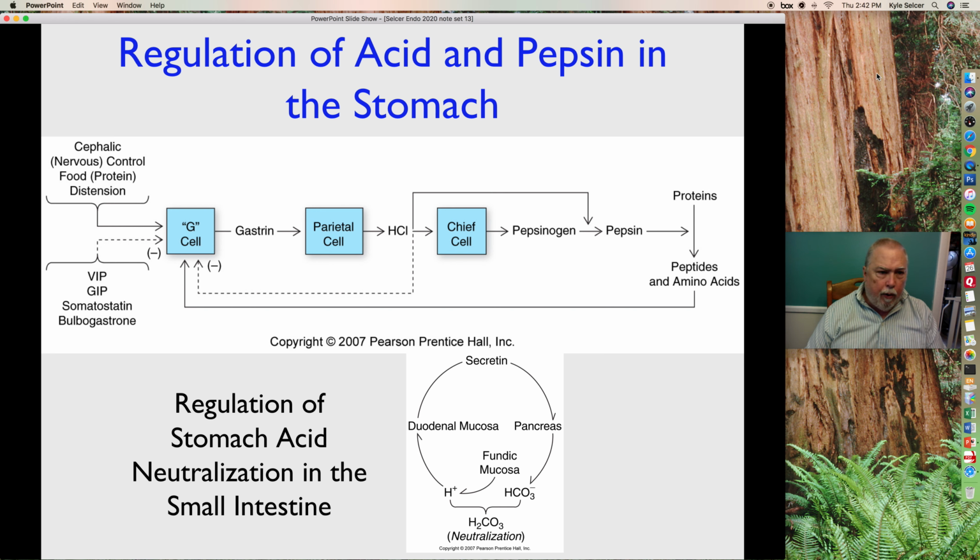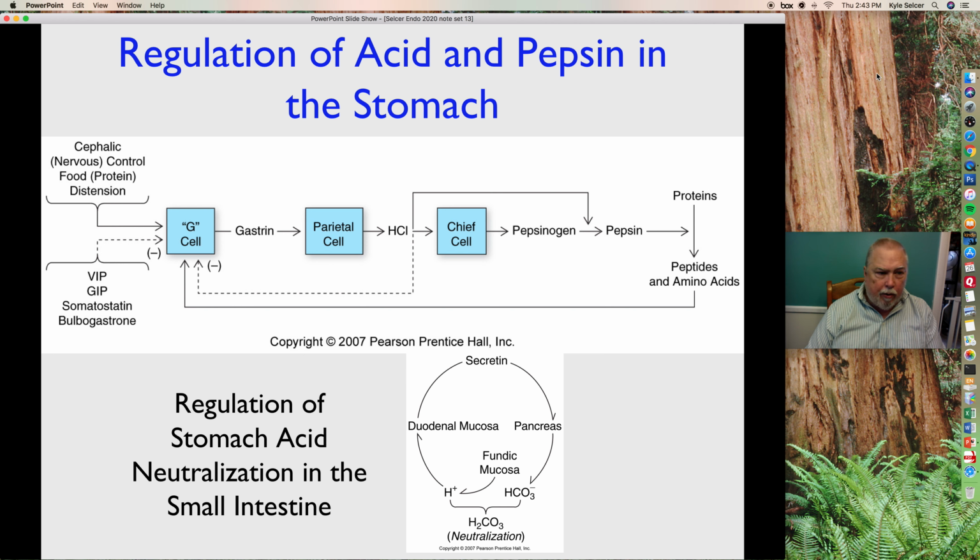There's also negative feedback situations. Hydrochloric acid, not hydrochloric acid, but it really shouldn't be HCl. It should be H+. But anyway, the acid has a negative feedback on the G cells, causing them to stop gastrin. So once your stomach has a ton of acid in it, it's supposed to stop producing gastrin so you don't make more acid.